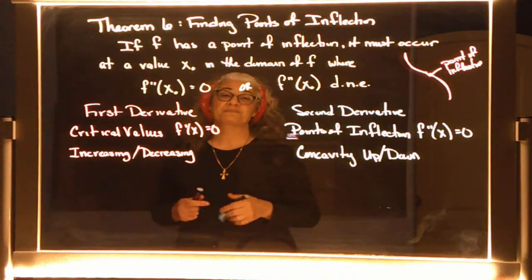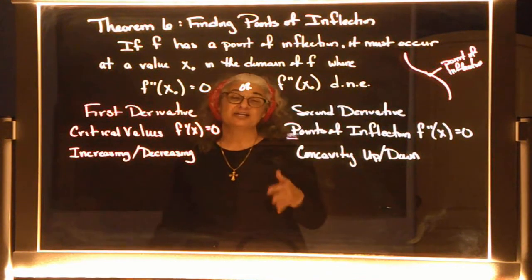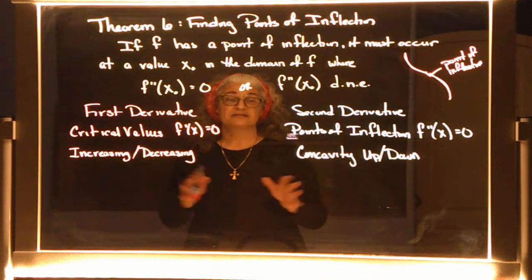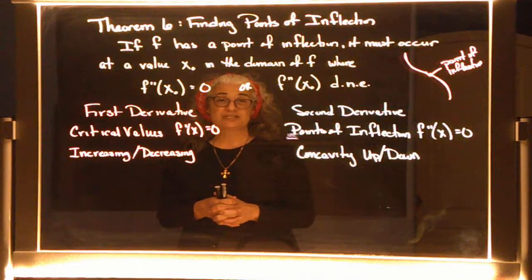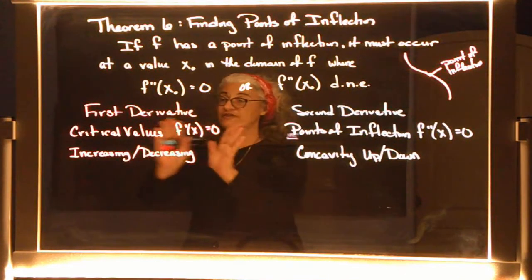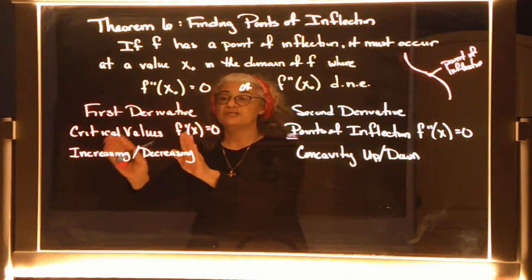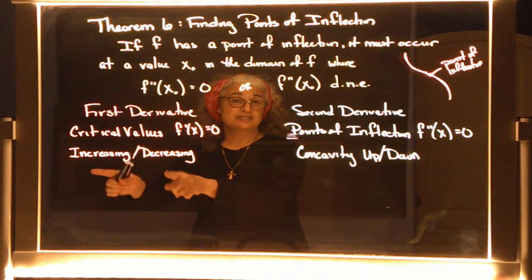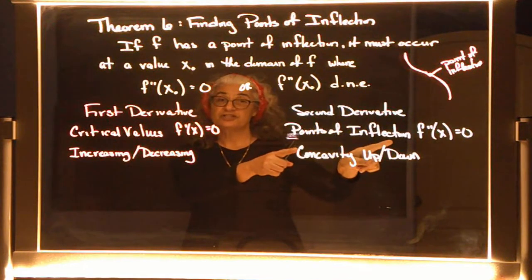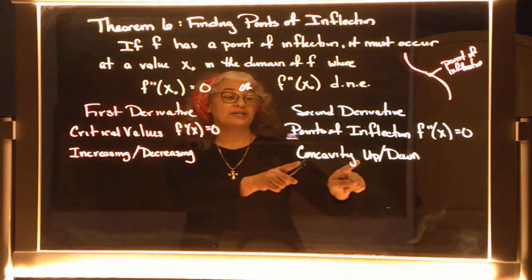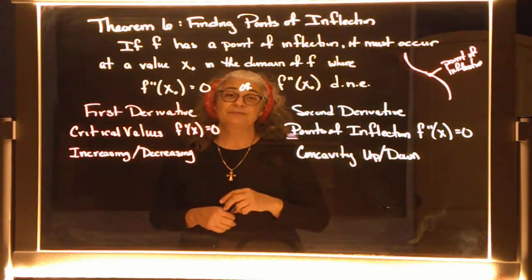With me? Now, increasing and decreasing and concavity will help me find relative mins and relative maxes. Okay, both of them will do that. That's not a problem. But I need to understand what each derivative does. The first derivative's main goal is to find critical values and help me determine where functions are increasing and decreasing. The second derivative's major objectives are to help me find points of inflection and concavity, up or down. Cool? Okay, got an example coming up next.